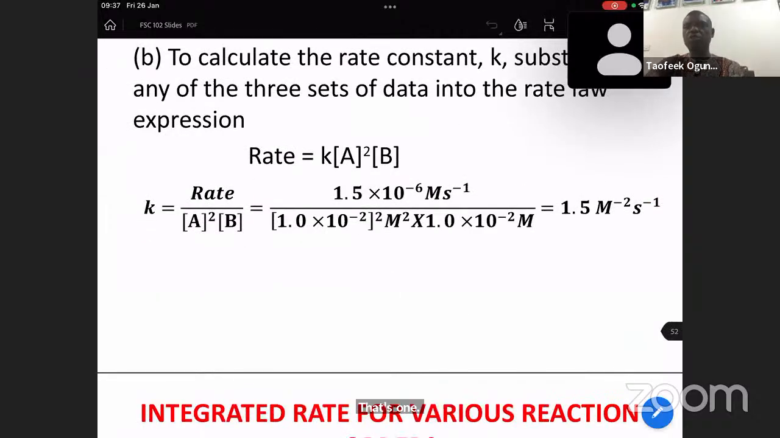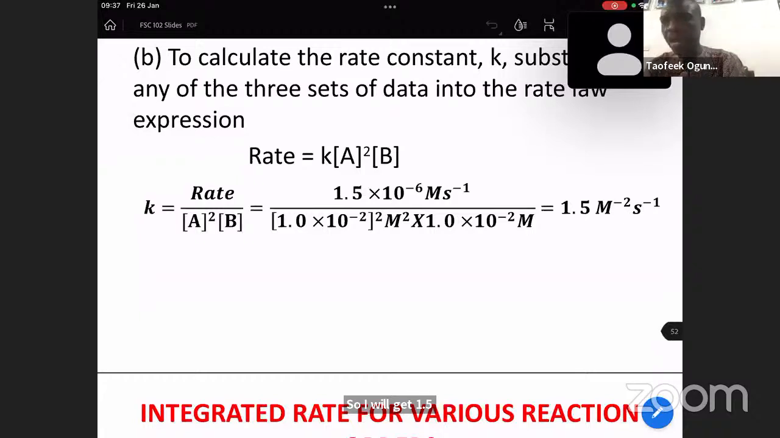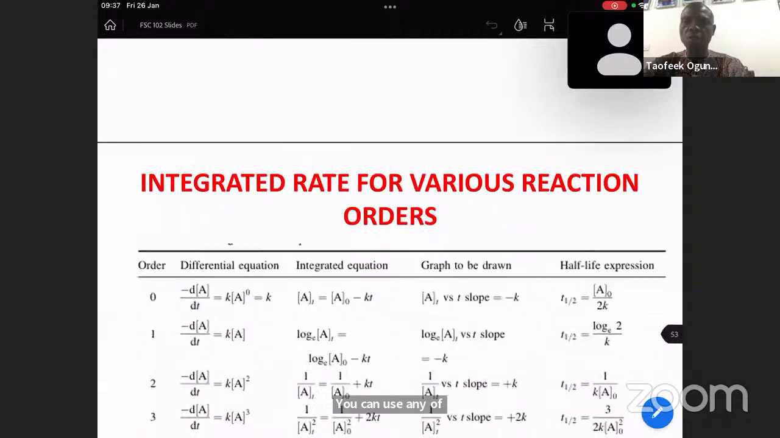So the concentration is 1 times 10 to the power minus 2 for A and B for experiment 1, while the rate is 1.5 times 10 to the power minus 6. And you get 1.5 molar to the power minus 2 per second. Now, you can use any of these experiments. You can try it on your own. You're going to get the same thing.